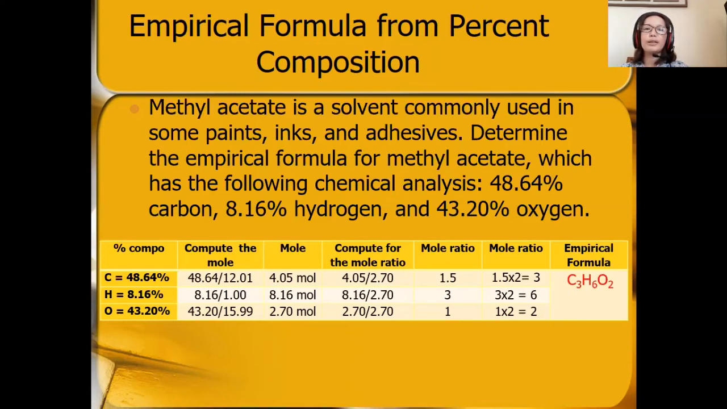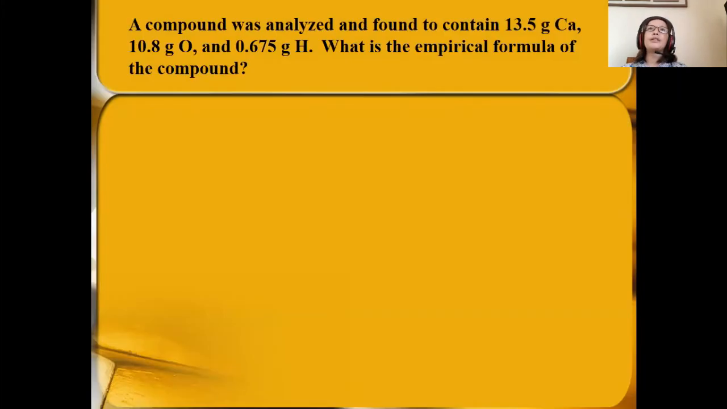So what is its empirical formula? C3H6O2. So that solvent used in paint, ink, and adhesive has an empirical formula of C3H6O2. So that's the simplest, because you can't simplify 3 to 6 to 2. Okay? So let's have another example.